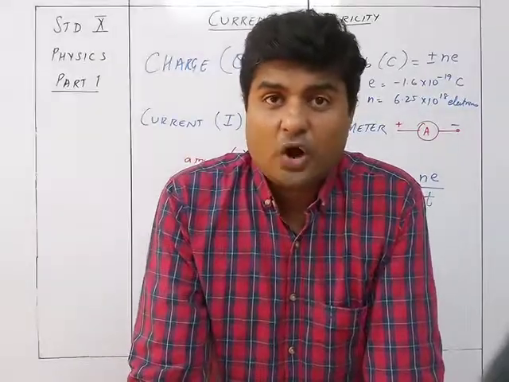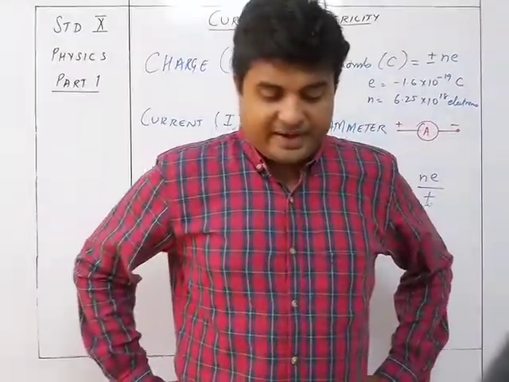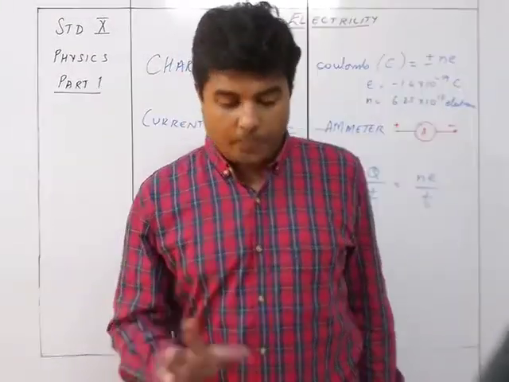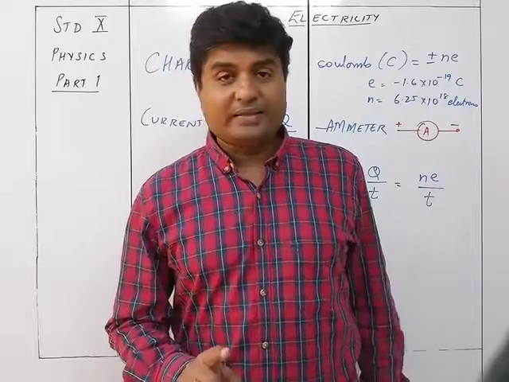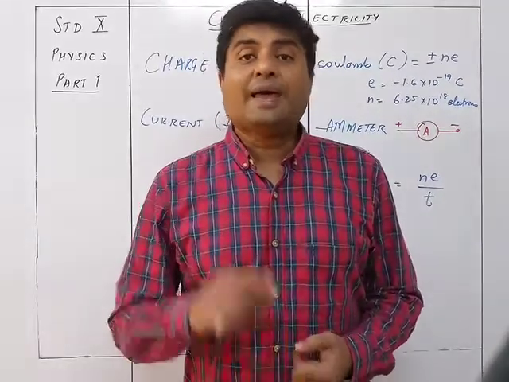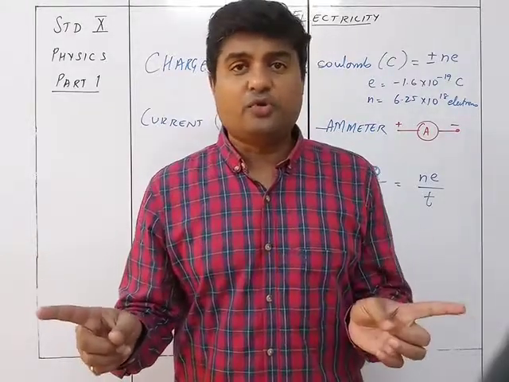Current is a scalar quantity, it has no direction. So by stating the direction of the current in the conductor, we mean the direction of the motion of the electron is opposite to it. That is one thing that we had learned in the 9th standard, that the direction of the flow of electrons is opposite to the direction of the flow of current.